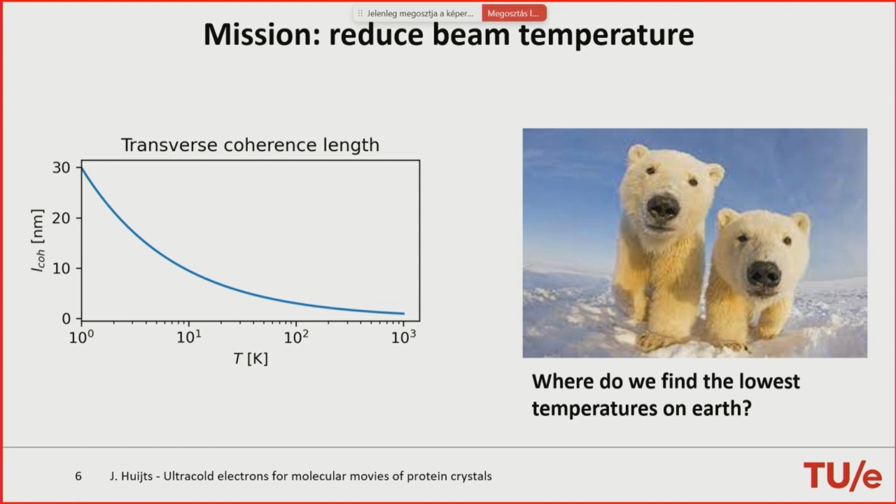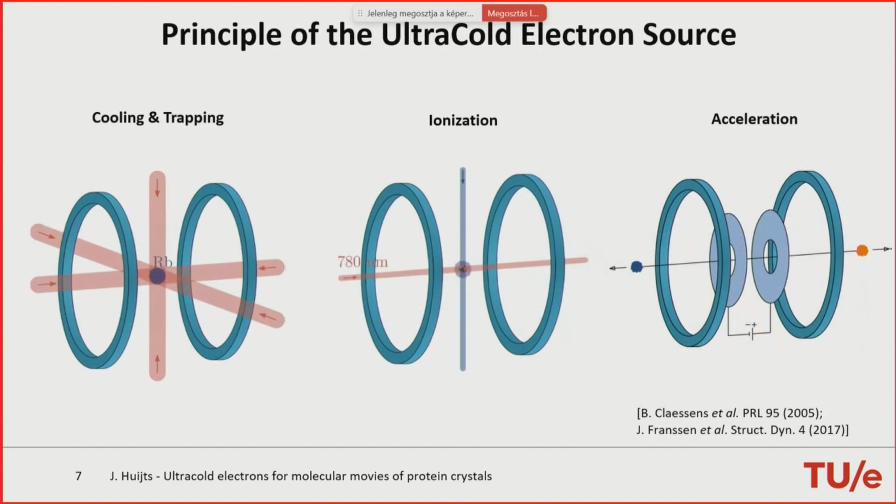So then I ask you, where do we find the lowest temperatures on Earth? It's not on the North Pole. It's actually in laser-cooled atoms. This was a Nobel Prize in 2013, I think. What you can do is that with a bunch of laser beams, you can cool down atoms so that they really practically stand still in space. And we routinely achieve a temperature of 0.1 millikelvin of these atoms.